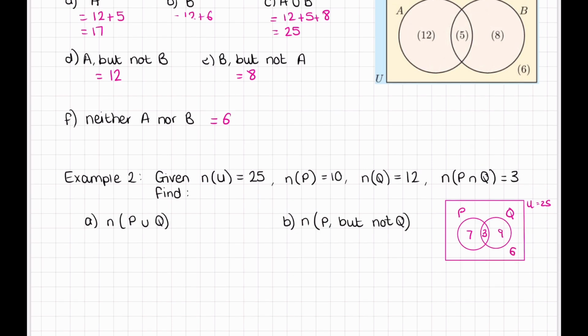Now I can look at these questions to work out what's in each part. So how many are in P or Q? We know P or Q, P union Q, is all the circles, which is 7 plus 3 plus 9, which is 19. And then the number in P but not Q, so we want just P, which is 7. It's a number here that is only in the P circle.